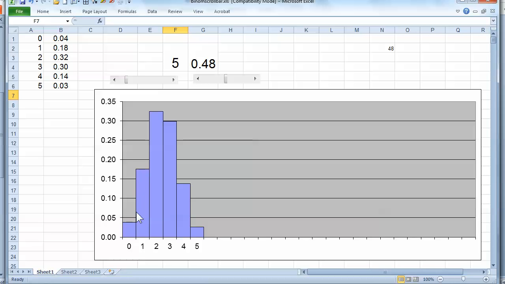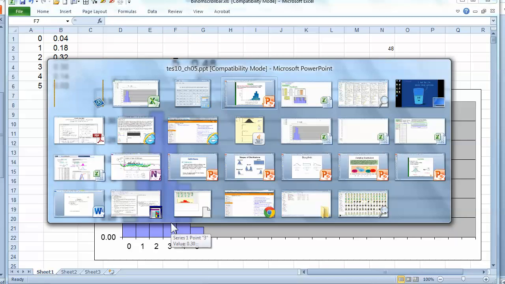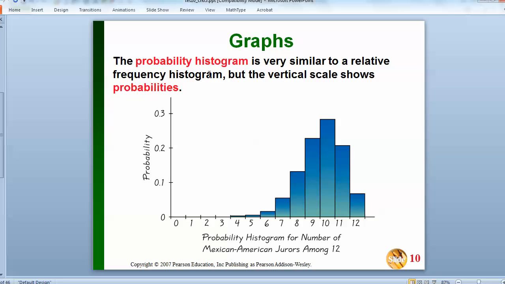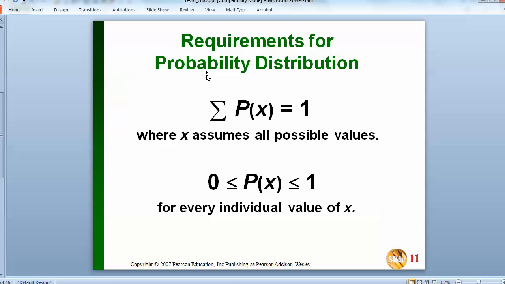Anyway, now I actually don't like this probability histogram. I know that the book talked about probability histograms. They're all following the same requirements that we have for probability distribution, and that is that the sum of all the probabilities is 1, and each specific height is a probability, so that means it has to range from 0 to 1.